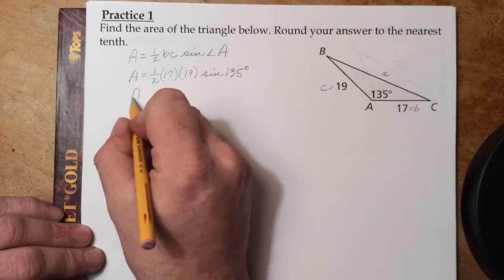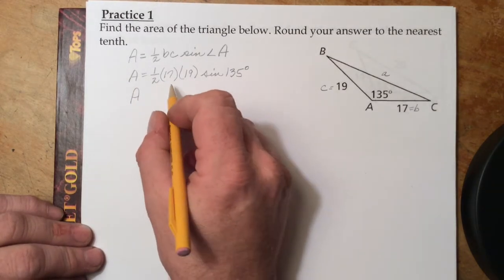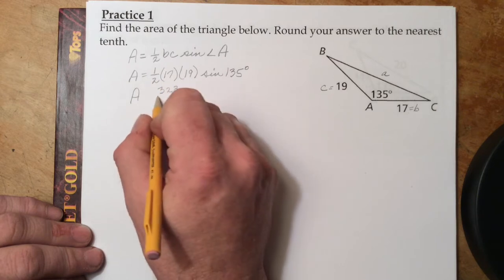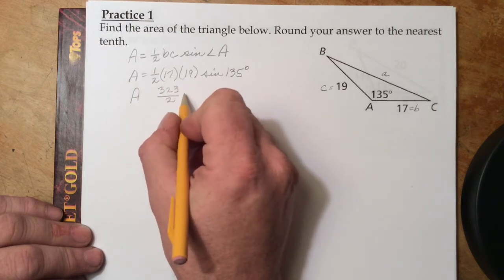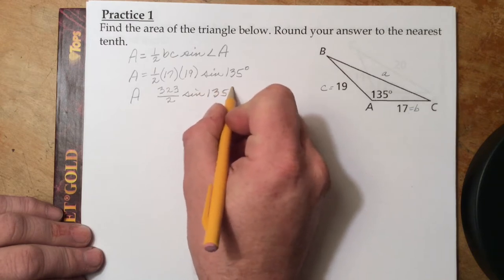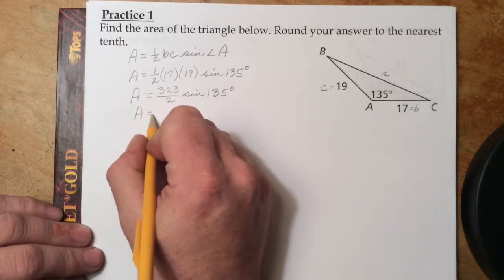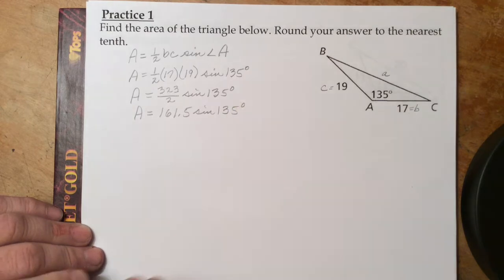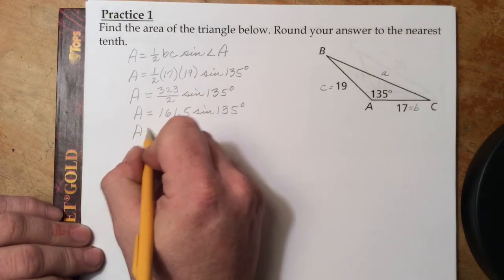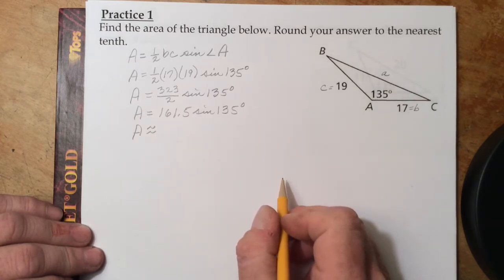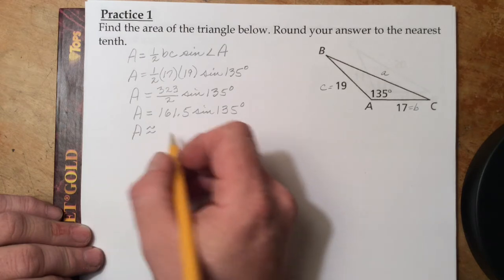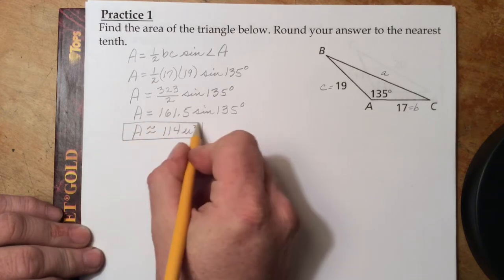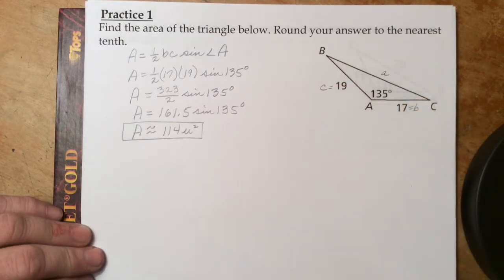From this point on, simplifying the numerical part of this before we approximate, 17 times 19 is 323. We take half of that, which is 323 halves, times the sine of 135 degrees. Changing this to a decimal, we get exactly 161.5 times the sine of 135 degrees. At this point, we need to approximate, so putting in your calculator 161.5 times the sine of 135 degrees, close parenthesis, that gives us about 114 square units. So this triangle's area is about 114 square units.